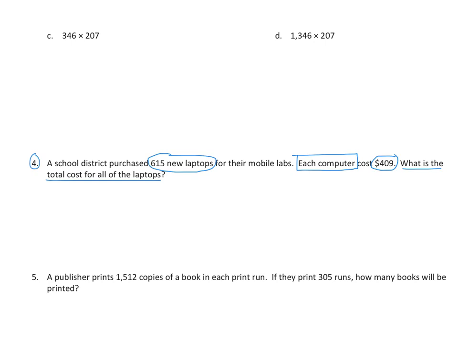So each computer costs $409 and they're buying 615. So that tells you that we're going to do a little multiplication. We're going to be doing 615 multiply it by 409. All right, and so we're going to try to squeeze it into this space right here. Do the best you can. Keep it nice and neat. We're going to go ahead and do 615, and we're going to multiply it by 409.